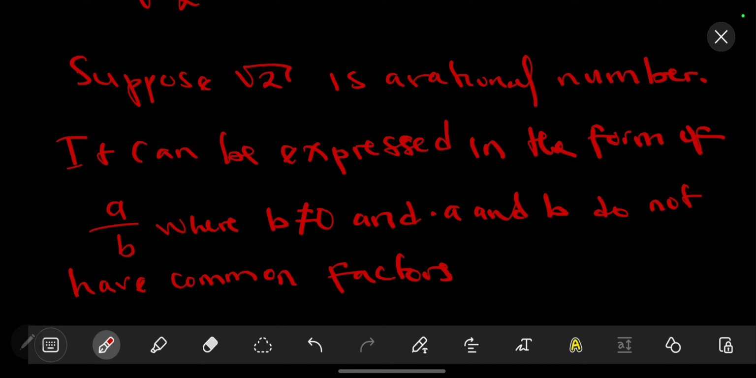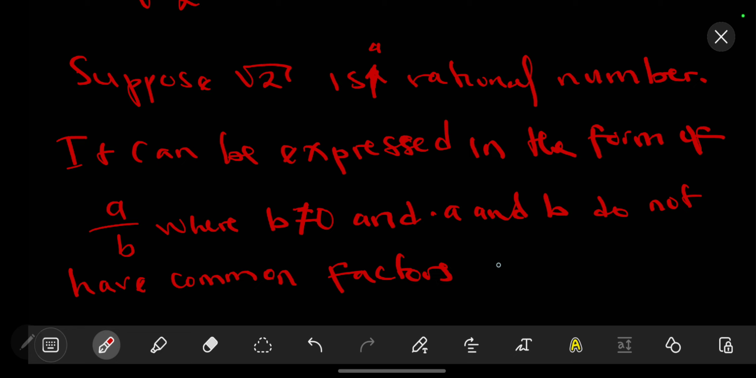So this is how we answer. These statements are very important and they are part of answering. We are going to say, suppose the square root of 2 is a rational number. What does that mean? It means that this number can be expressed in the form a over b, where b should not be equal to 0, and a and b do not have common factors.